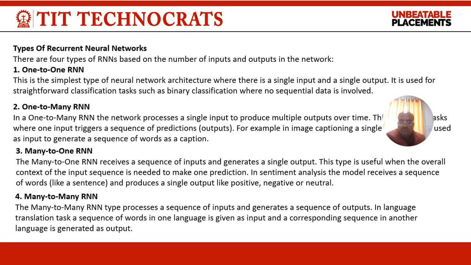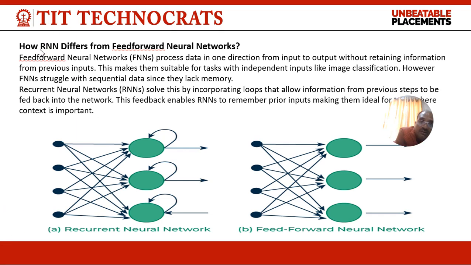Now here you can see the difference between the feed forward network and recurrent neural network. In the feed forward network, the input is simply forwarded to the output. But in the recurrent network, the input is forwarded to the next hidden layer, and then the output also becomes an input of this layer. So this is the basic difference between the feed forward network and recurrent neural network.